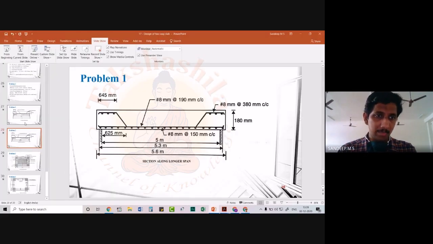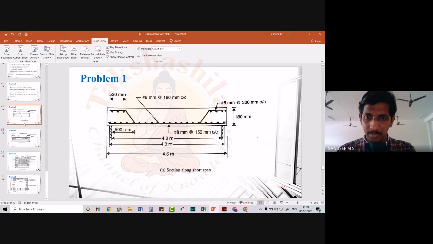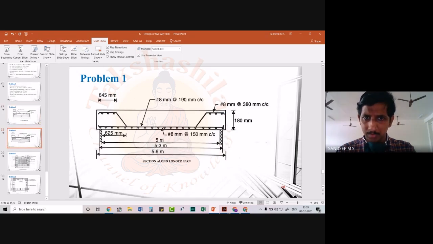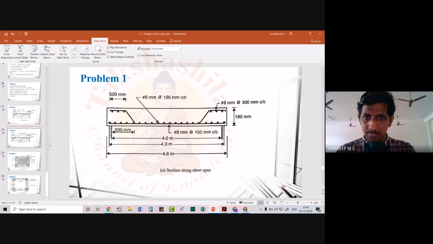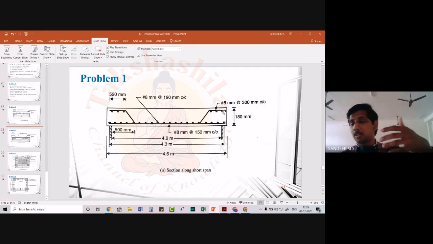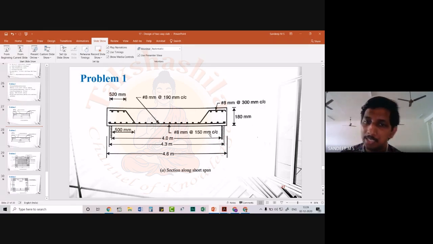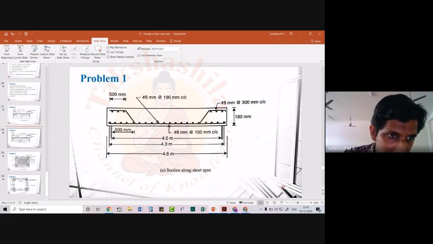Now moving on to the second figure. Sorry, it's 150. It was actually correct. I was referring to the wrong figure. If you see this, this was our shorter span. Here you have 8 mm at 150 millimeter C by C, and please see this, it is 8 mm at 300 millimeter C by C. That is what is provided on top. That means 50% of the reinforcement we have in the middle strip is bent up and provided there.